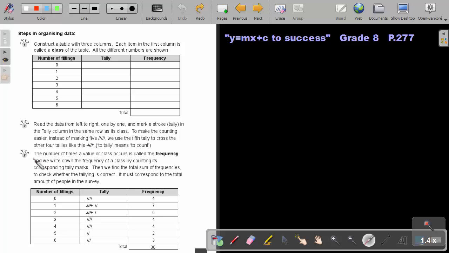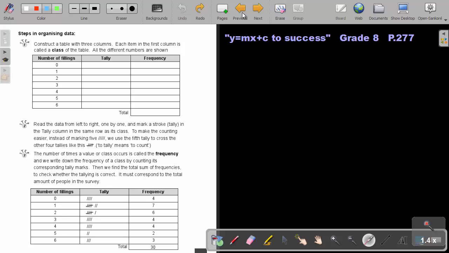Okay, the number of times a value or class occurs is called the frequency, and we write down the frequency of a class by counting its corresponding tally marks. Then we find the total sum of the frequencies to check whether the tally is correct. It must correspond to the total amount of people in the survey.